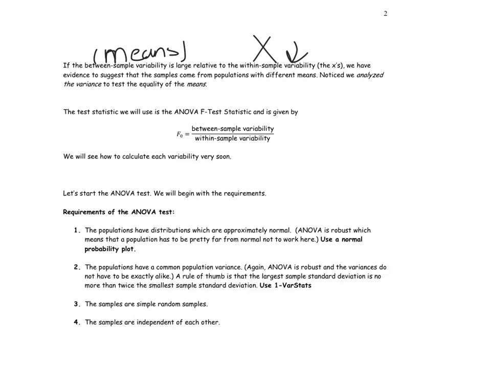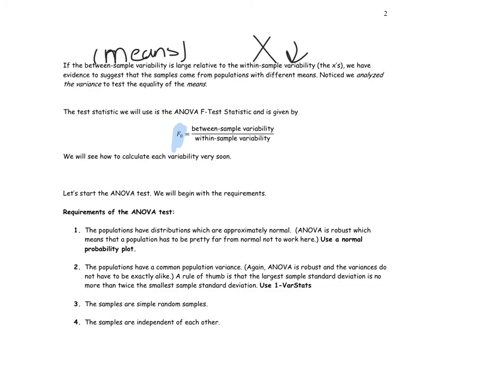So that would say, yes, the populations come from different means. All right, and then one way we do that is we make our ratio. And so this is going to end up being our test statistic for our hypothesis test, and it's an F test statistic. So it's the between sample variability over within sample variability.